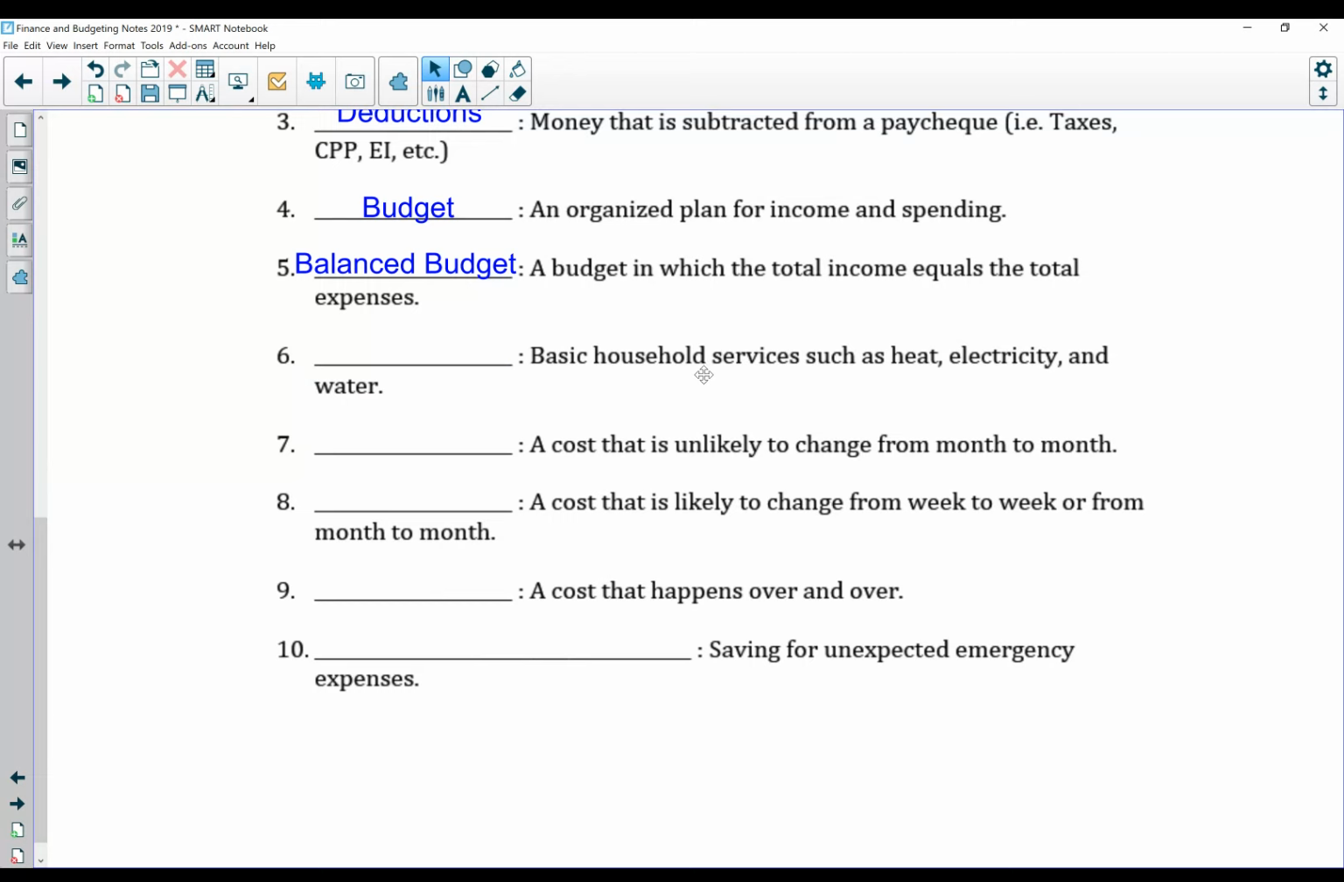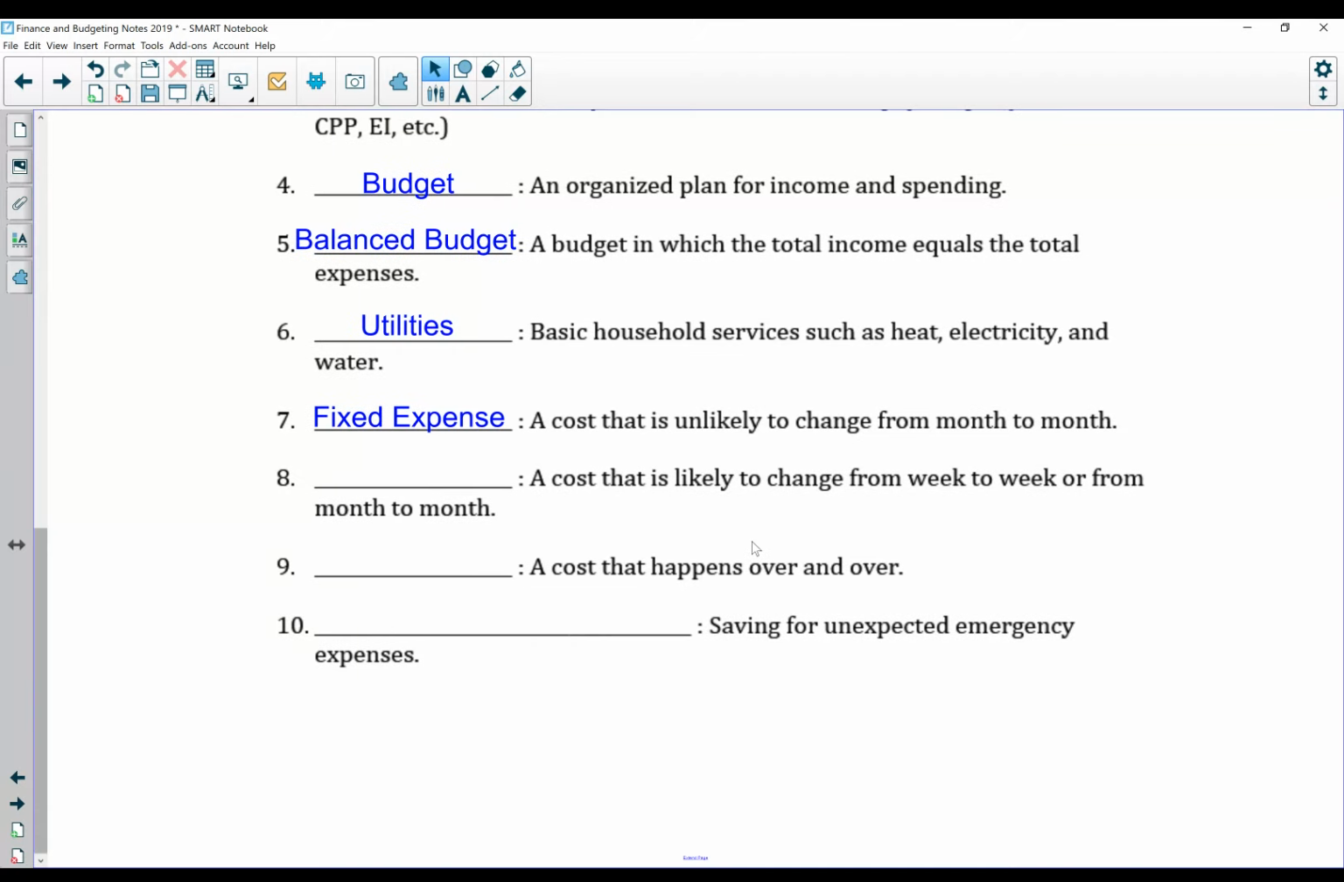Number 6 is a basic household service such as heat, electricity, and water. These are called utilities. Utilities are a thing that people need to pay on top of their mortgage or their rent. Number 7 is a cost that is unlikely to change from month to month. If you have an expense that is basically the same every single month, maybe your cell phone bill, that is called a fixed expense. If you can expect it to be the same every month, you can call it a fixed expense.